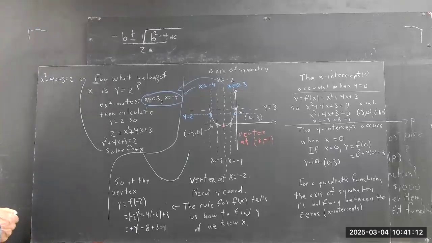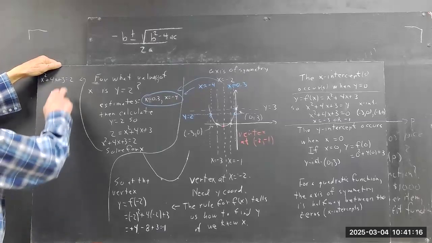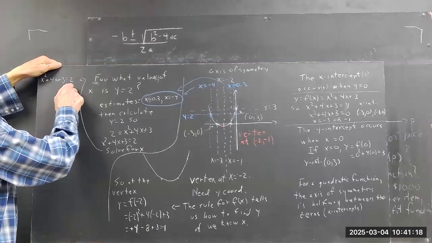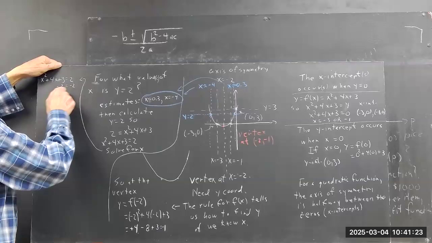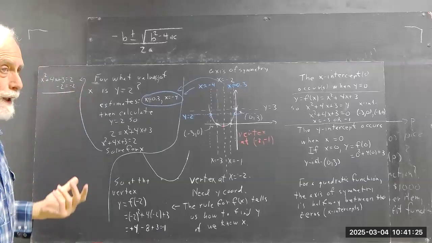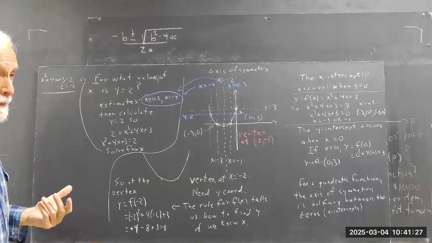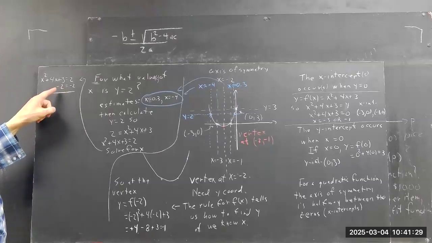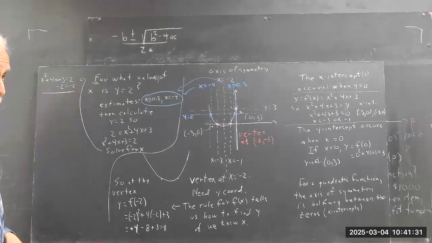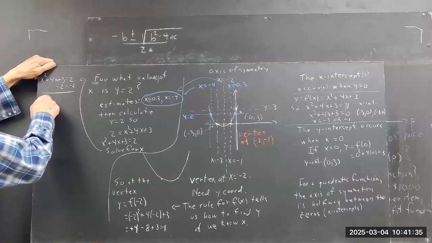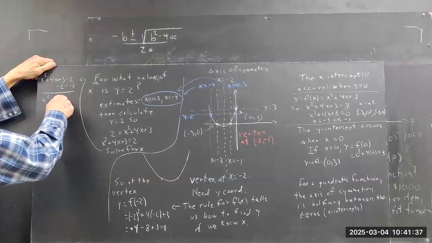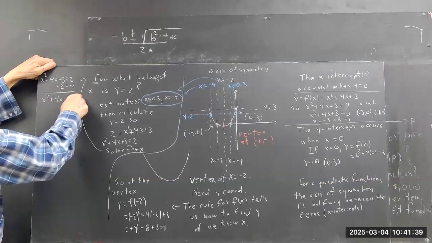So think about dividing. Well, that's not going to work. Well, we subtract. If we subtract 2, as people like to do, we subtract 2 from both sides, meaning we subtract the equation, negative 2 equals negative 2. We want to be sure we see that. We get x squared plus 4x plus 1 equals 0.